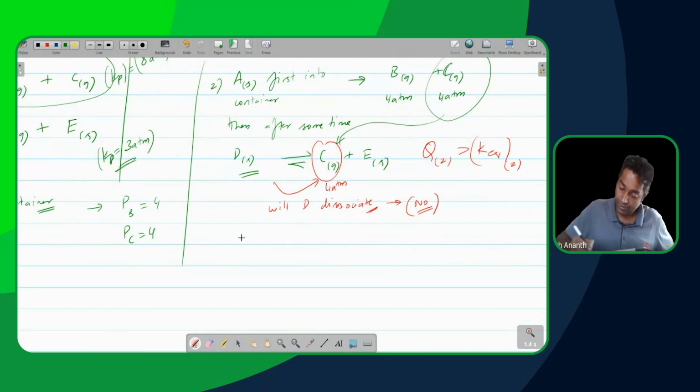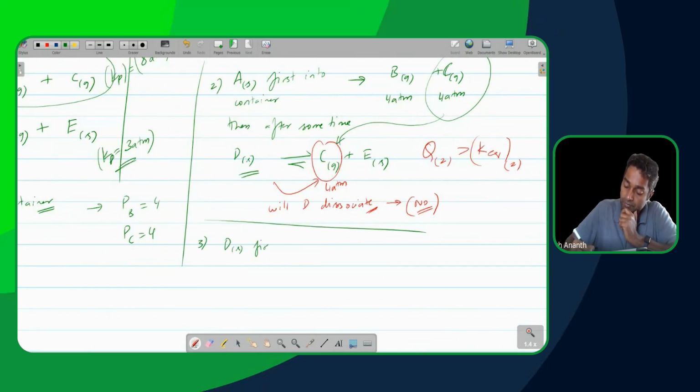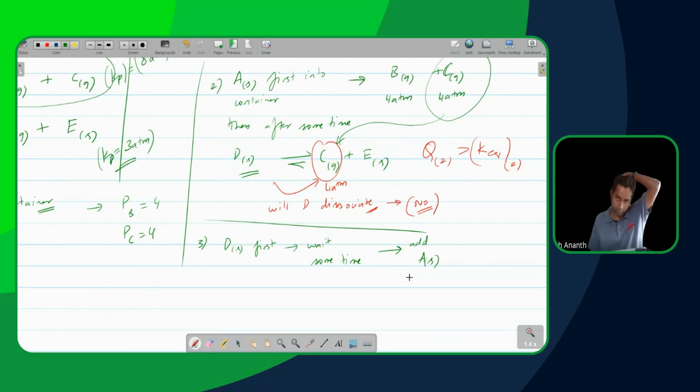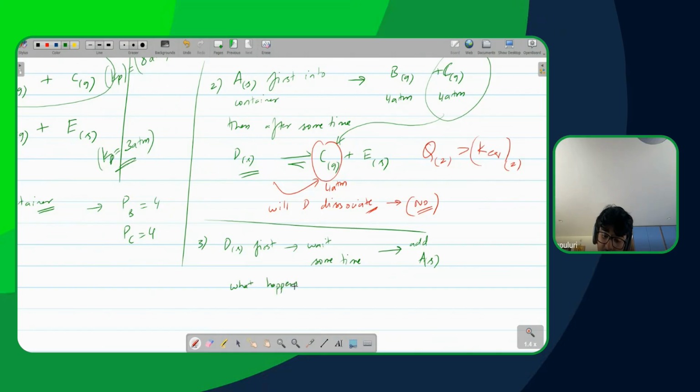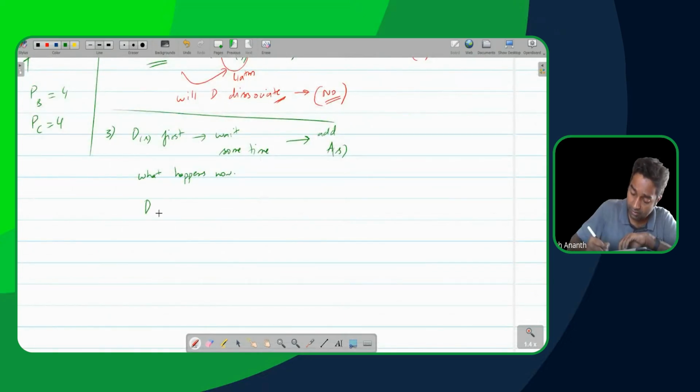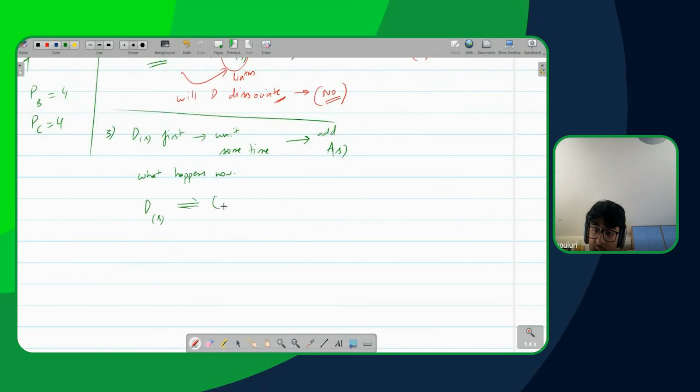Okay. Now my third question here. I'm going to take D solid in a container first. Then wait some time. Then add A solid. What happens now? Initially the C and E gas will be present with 1.5 pressure. Is E a gas? Oh, sorry, my bad. Only C, 3 atmospheres. The C will have 3 atmospheres partial pressure.